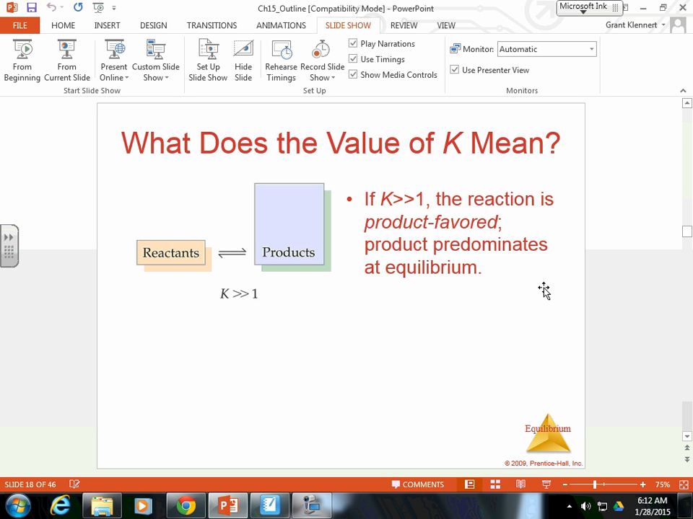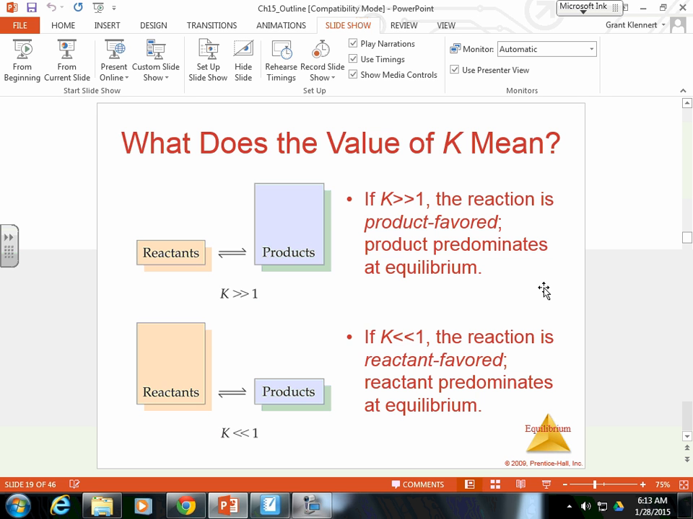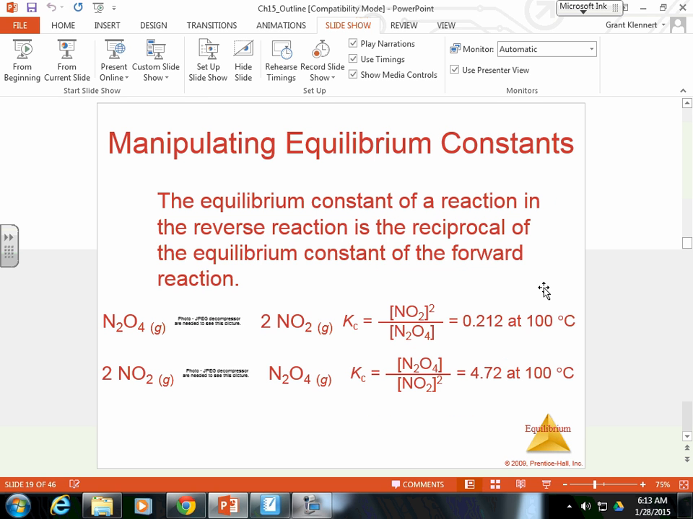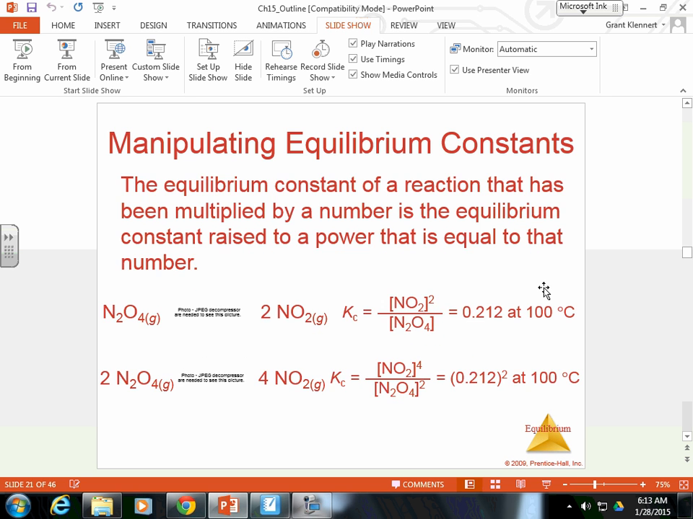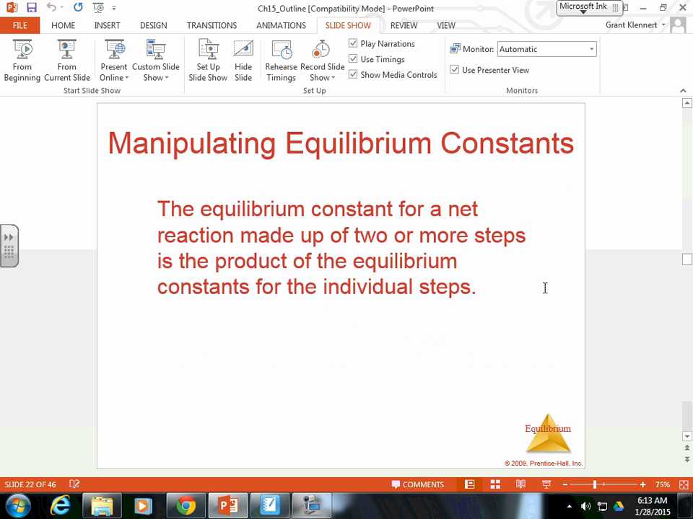Last thing we're going to talk about here with K, what if K is greater than 1? If you solve for Kc and Kc is greater than 1, that means the reaction is product favored. So if K is greater than 1, it's product favored. If K is less than 1, it's going to be reactant favored. So if Kc is less than 1, it's reactant favored. If Kc is greater than 1, it is product favored. So just a little idea here of what we can do. And then that is about it, what we want to talk about.